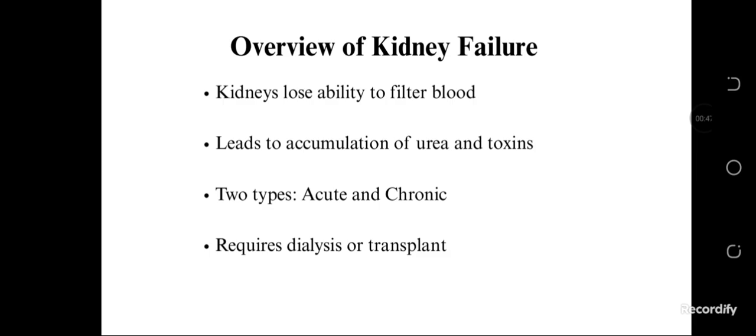Next, we are going to see the overview of kidney failure. Kidneys losing their ability to filter the blood becomes kidney failure. There are two types of kidney failure. The first one is acute kidney injury, and the second one is chronic kidney disease. It leads to accumulation of urea and toxins. The major types, as I already told, are acute and chronic kidney failure, right? And it requires dialysis or a kidney transplant. If it is chronic, we can transplant the kidney.